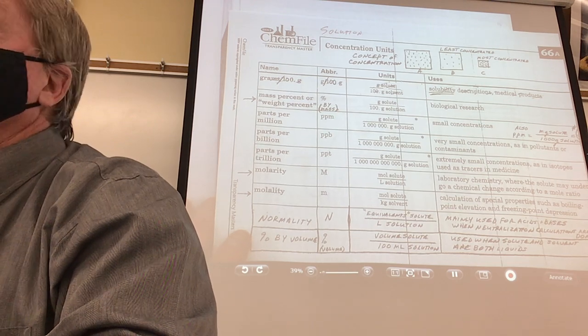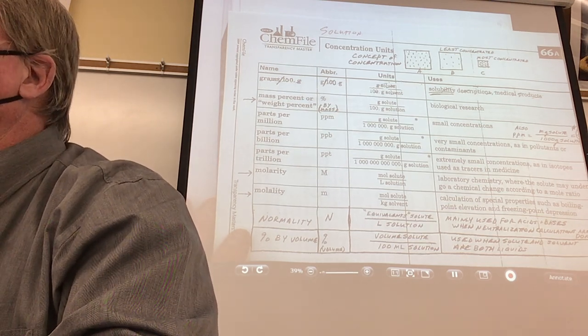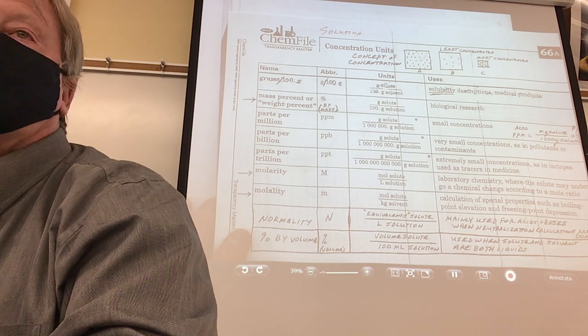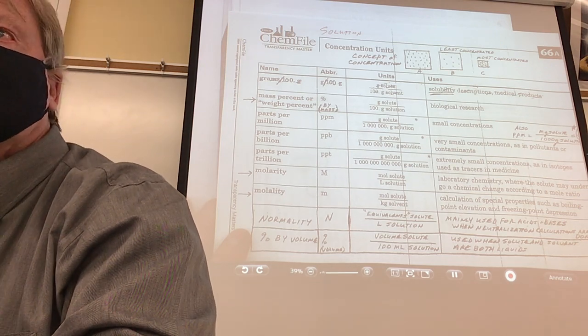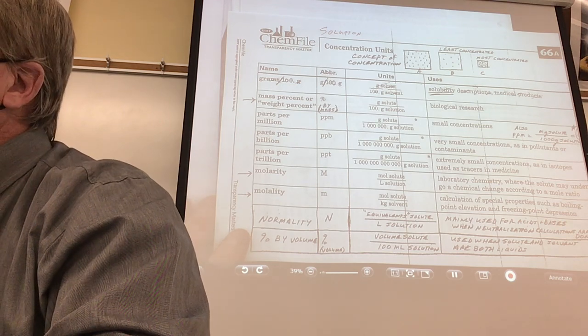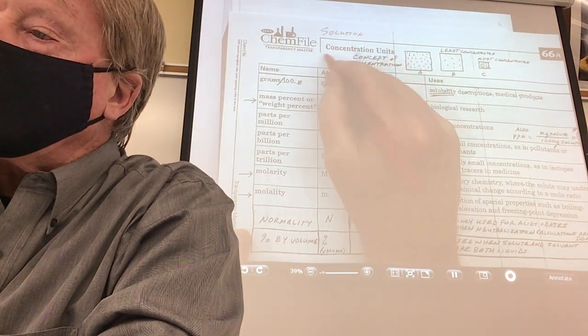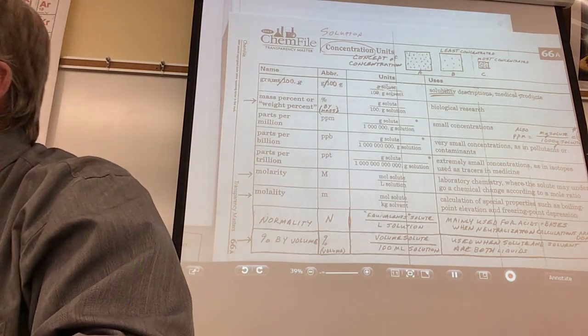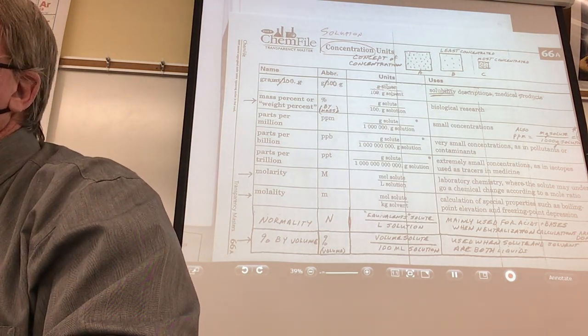All right. So we have to have a way of figuring out, hey, did you make your coffee real strong today or not so strong? Did you make your sulfuric acid really strong today or not so strong? And so we have different ways of telling us how concentrated this solution was.